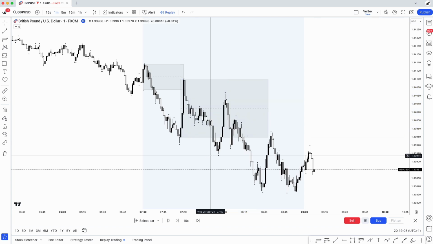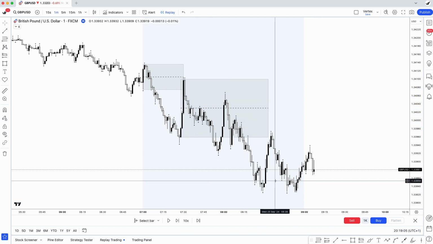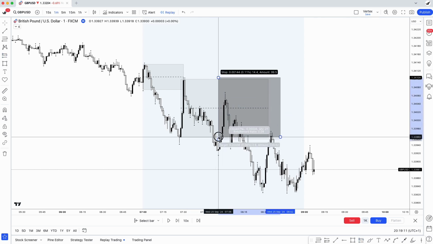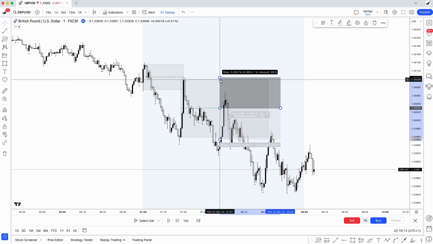Now if you want to enter just straight off the M1, you can simply do so by entering off the 50% or off the open if you want, but I think that risk to reward might be too low.